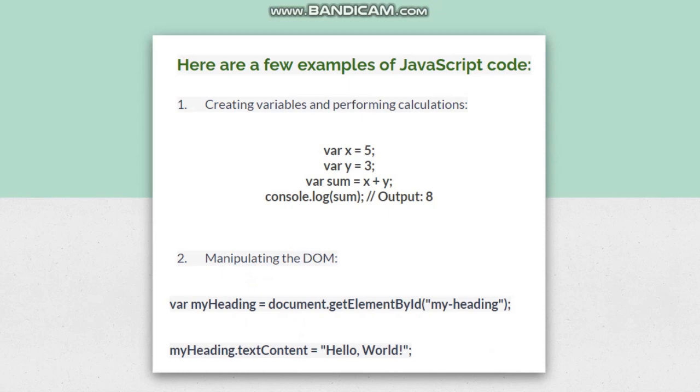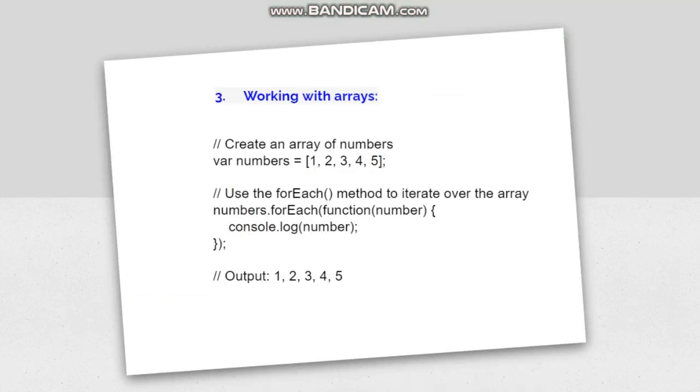1. Creating variables and performing calculations. var x = 5; var y = 3; var sum = x + y; console.log(sum); output: 8. 2. Manipulating the DOM. var myHeading = document.getElementById("myHeading"); myHeading.textContent = "Hello, world". Here are a few examples of JavaScript code.